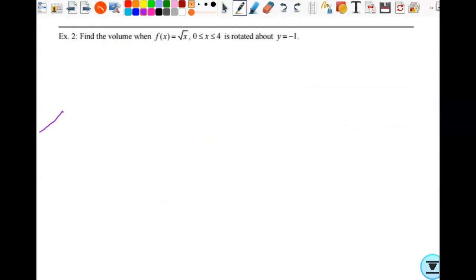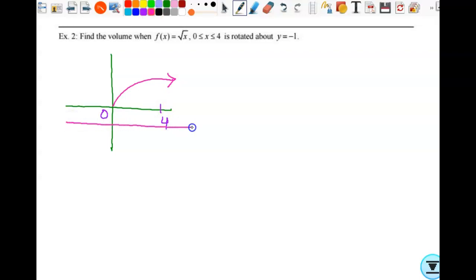Okie dokie. So now we're going to find the volume when we have the same function, so we're going to go back and just redraw this. So I have square root of x, still going from 0 to 4, wherever 4 might be, right? But this time it's rotated about the line y equals negative 1. Here we are at negative 1. Okay?